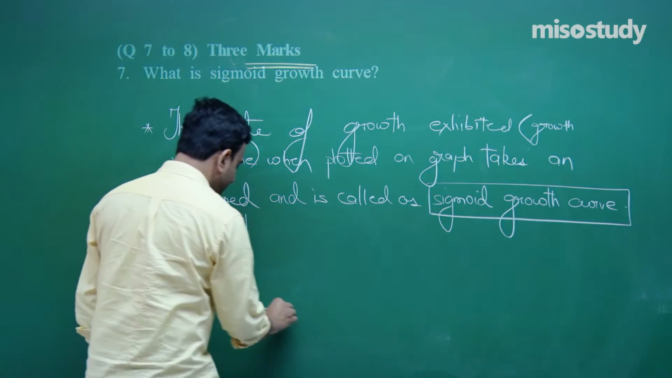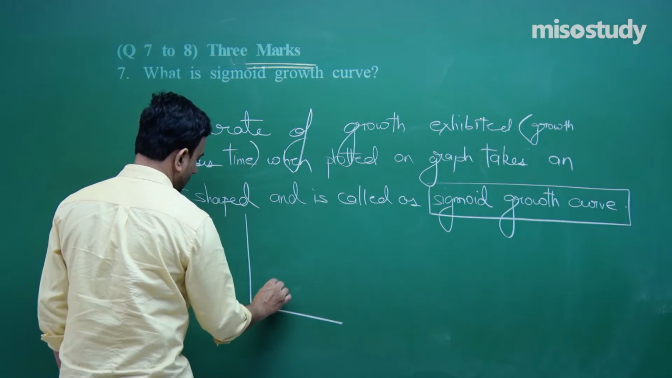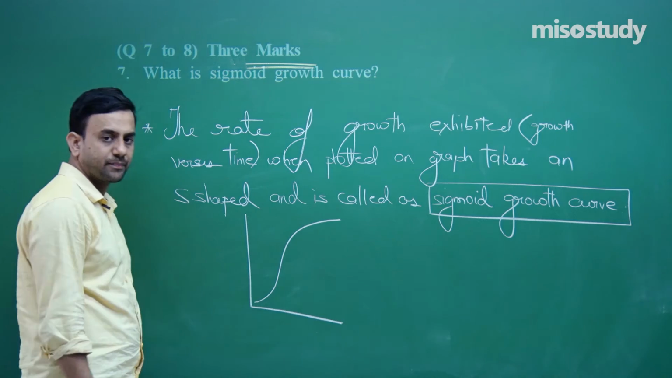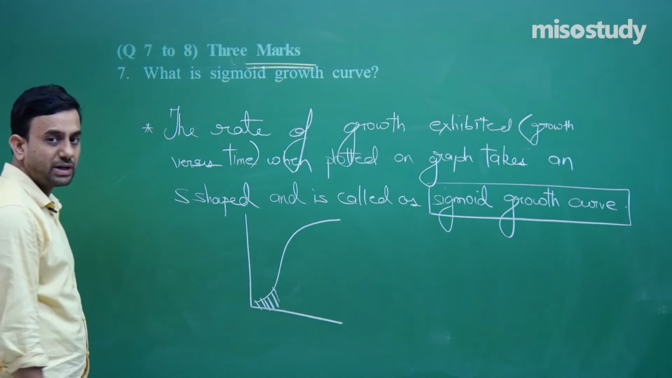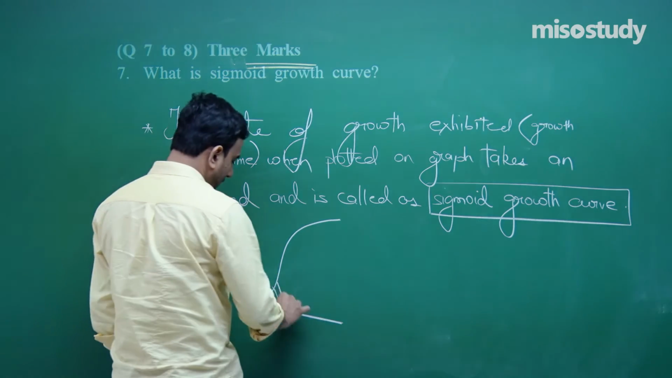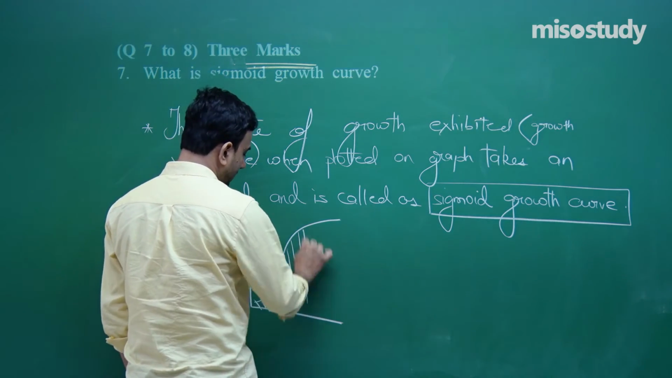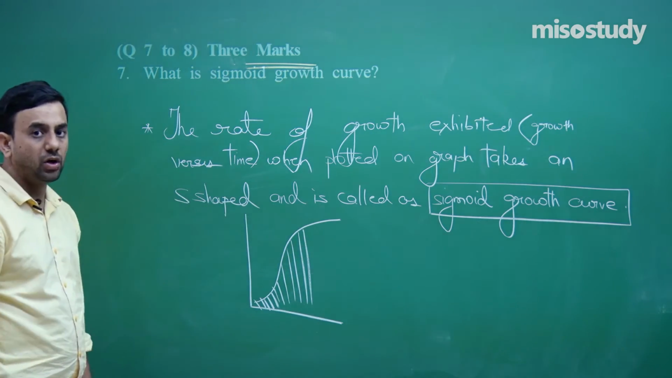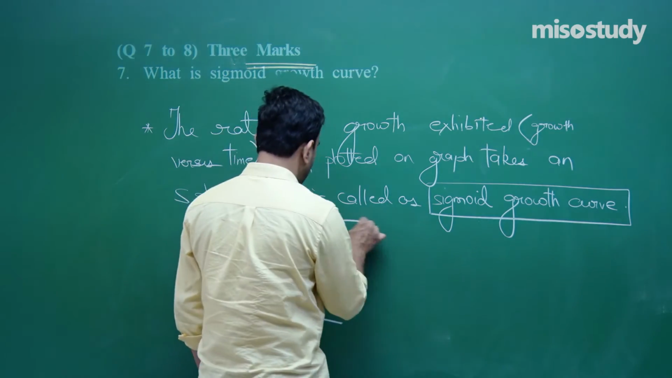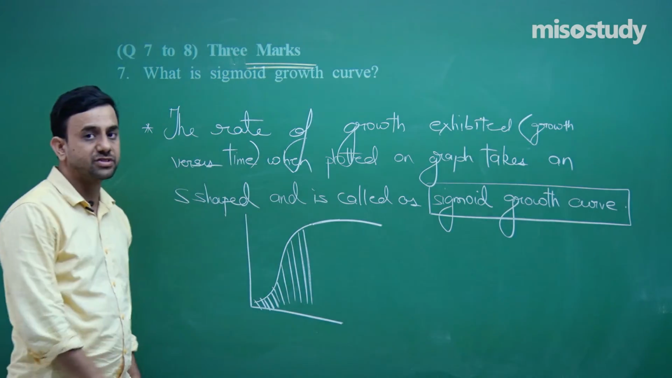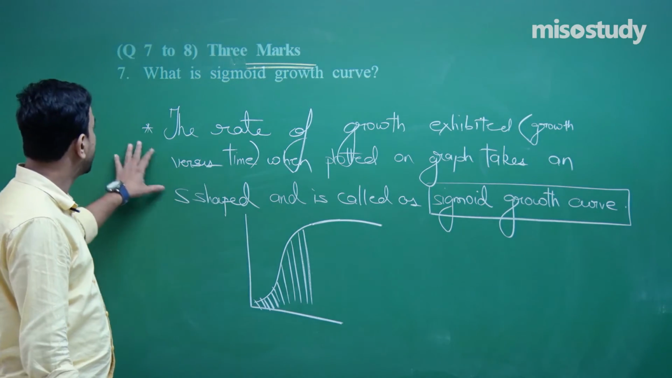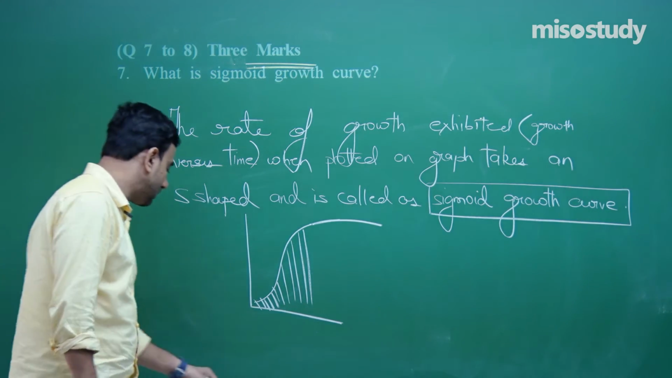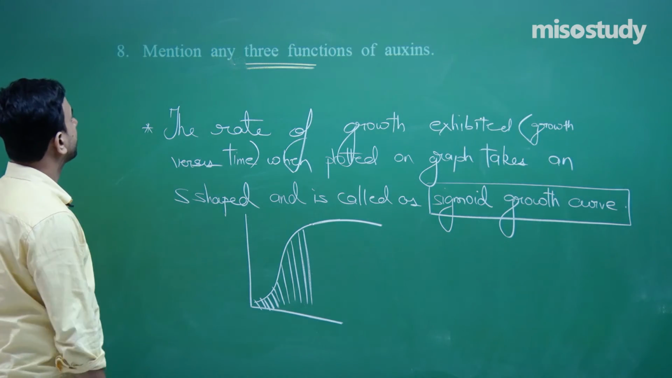So if this is somewhat like this, this is the lag phase, where the growth rate is increasing very gradually, and here the growth rate is increasing very, very fast, the log phase or the exponential phase, and this is a phase where it becomes stationary. The growth is not that much in this particular phase, and this is the sigmoid growth curve. We move on to the next question.